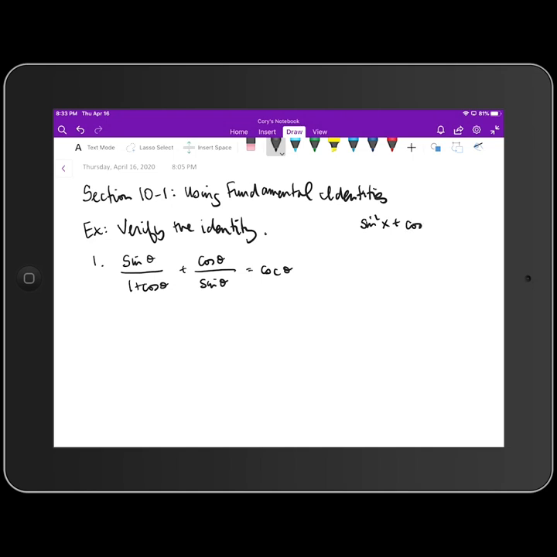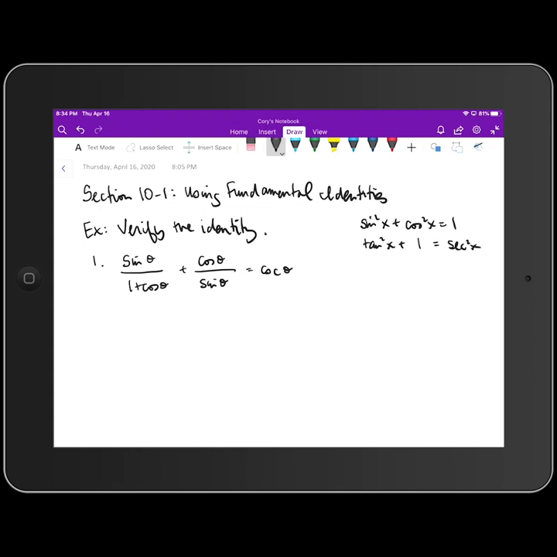The first one that you needed to memorize was sine squared plus cosine squared is equal to 1. Once you have that identity, you can come up with the other two very easily. To get the next identity, you can divide both sides of your equation by cosine squared. So sine squared over cosine squared is tangent squared. Cosine squared over cosine squared is 1, and 1 over cosine squared is secant squared.